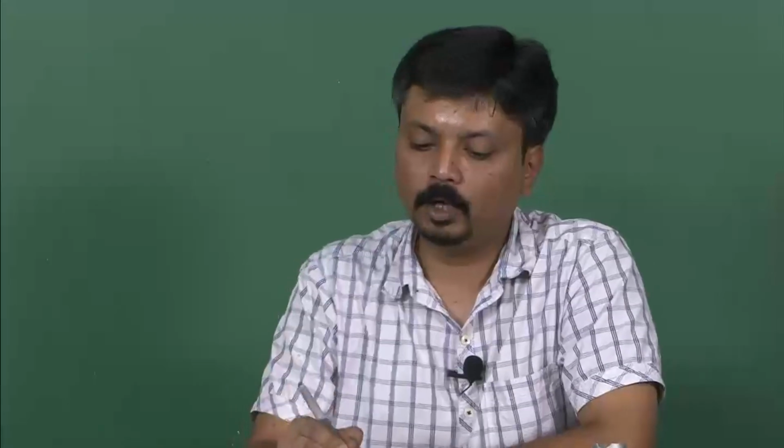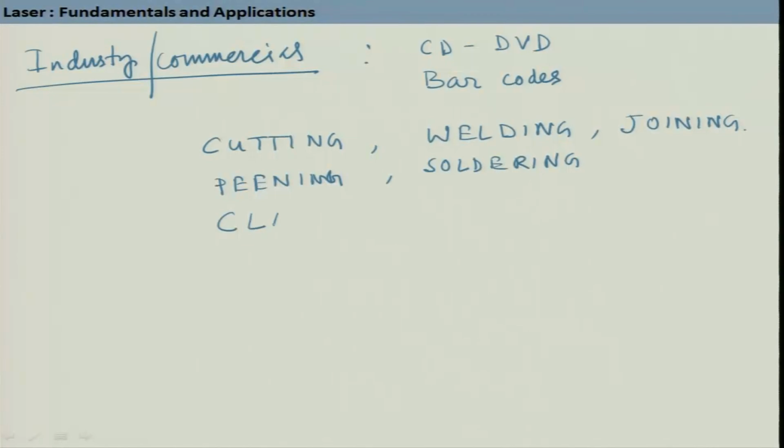There are other types of processes where laser is regularly used, such as cladding, drilling, and so on. In macro machining or macro material processing, and even in micro material processing or micro machining, laser is very regularly used. They are also used in additive manufacturing every now and then.